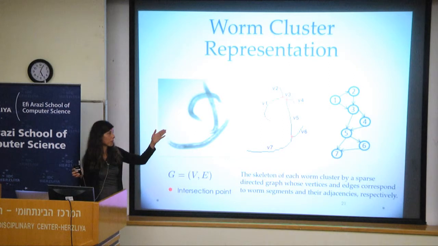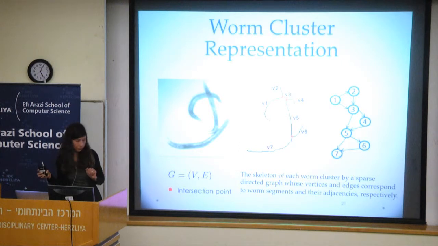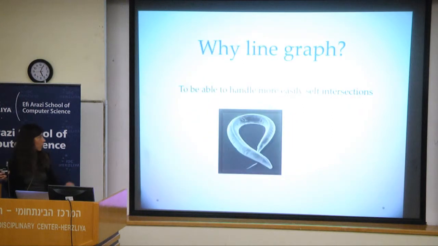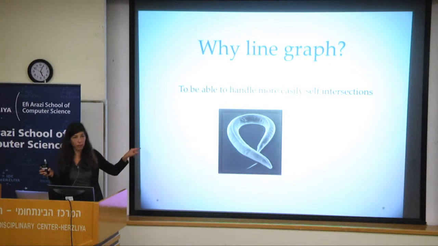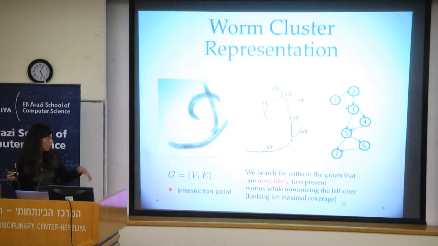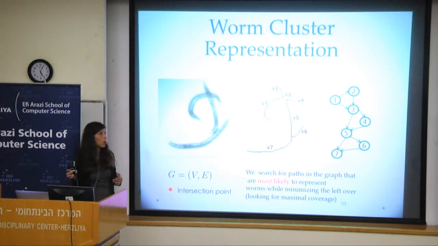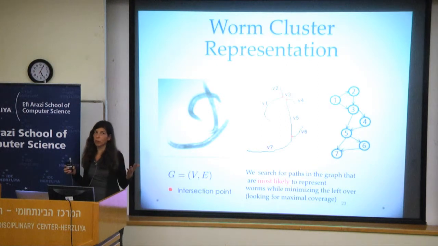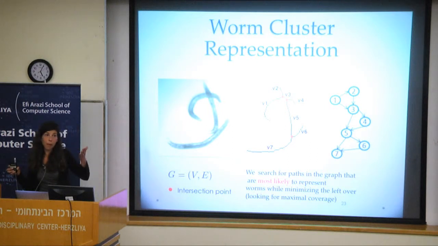Now, having this sparse graph, our problem turned into a search for paths in the graph. Why did we move to the dual space? It turns out that it's much easier to handle self-intersection like this, so this turns into a really easy graph. Back to our original graph. Searching for the most likely worms, we would like at the same time to minimize the leftover or to maximize the coverage. Now, this problem is very similar to a well-known problem in graph theory, path coverage.